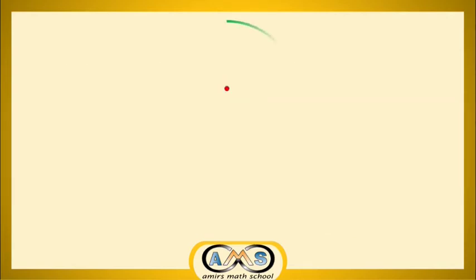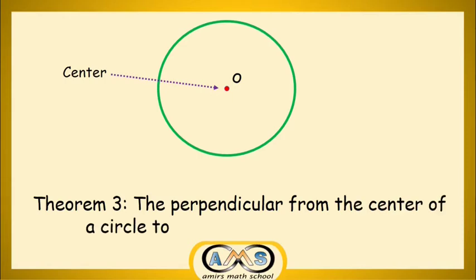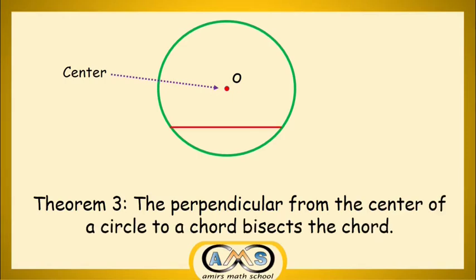Now let's see another theorem. That is, here we draw a circle. This O is the center of this circle. The perpendicular from the center of a circle to the chord bisects the chord. And here AB is a chord. If we draw a perpendicular from O to this chord AB, that perpendicular will bisect this chord AB.